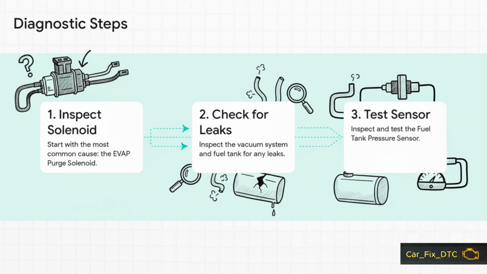So, here's your game plan, your logical path to finding the fix. Step 1. Always start with the most likely cause. That means you inspect and test the EVAP purge solenoid first. If that checks out, then you can broaden your search. You'll want to carefully check all the vacuum lines for cracks, make sure the fuel tank and gas cap are sealed up tight, and finally, you can test the pressure sensor to make sure it's not the one causing the trouble.